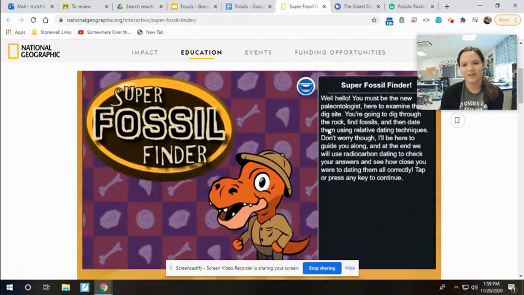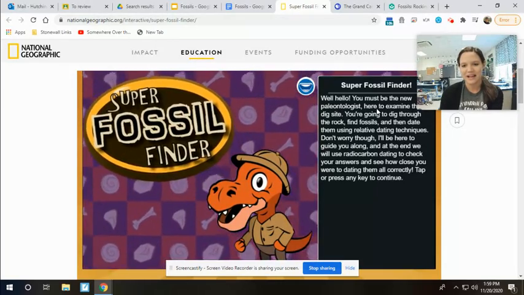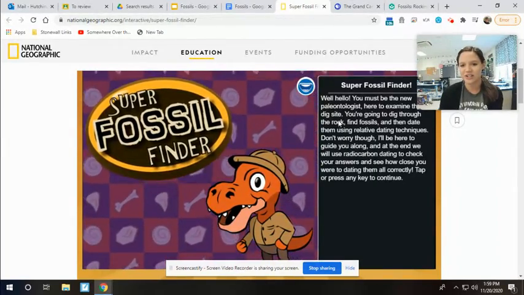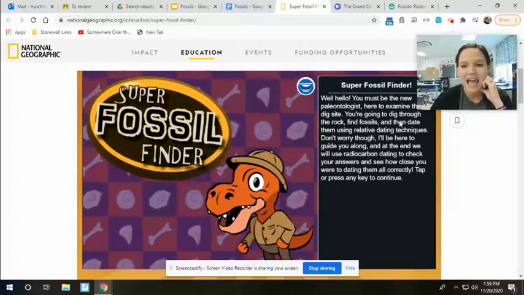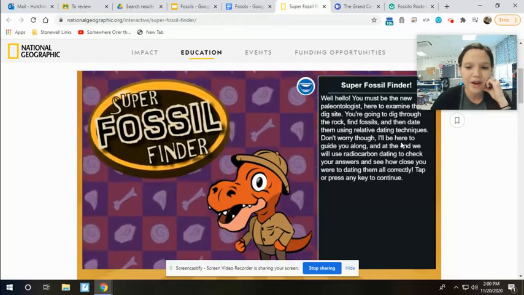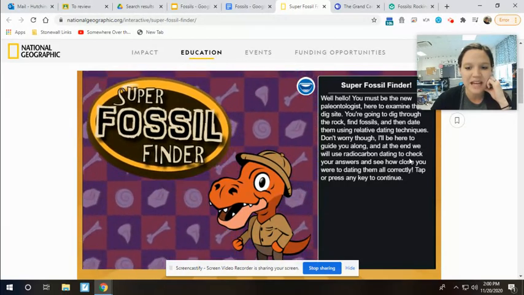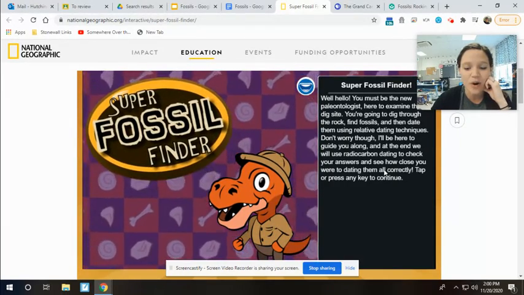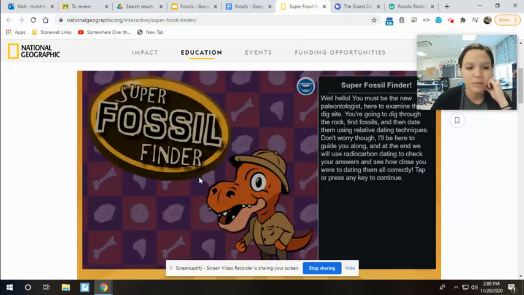All right, so you're going to read about this little dinosaur guy. He's so cute. You're a new paleontologist. You're here to examine a dig site. You're going to dig rock and find fossils and then date them using relative dating techniques. Don't worry, though, I'll be here to guide you along. At the end, we'll use radiocarbon dating to check your answers and see how close you were to dating them all correctly. Tap or press any key to continue.